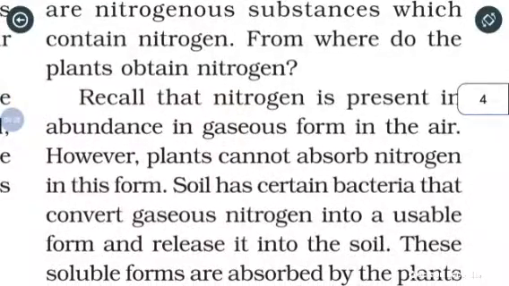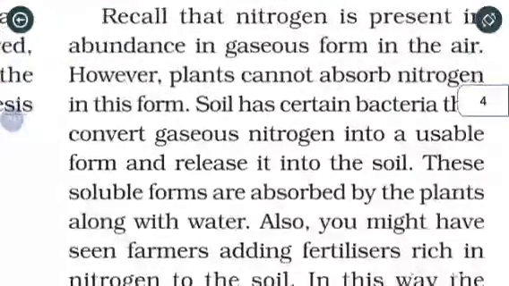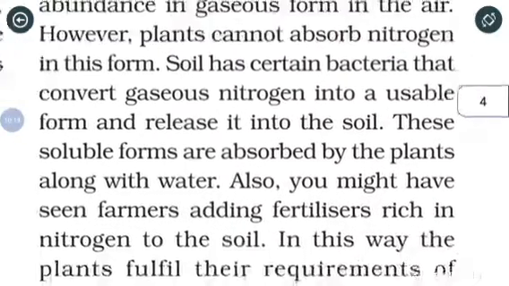So, from where do plants obtain nitrogen? Recall that nitrogen is present in abundance in gaseous form in the air. However, plants cannot absorb nitrogen in this form. Soil contains bacteria that convert gaseous nitrogen into a usable form and release it into the soil. These soluble forms are absorbed by the plant along with water.